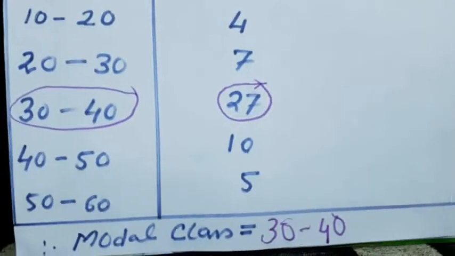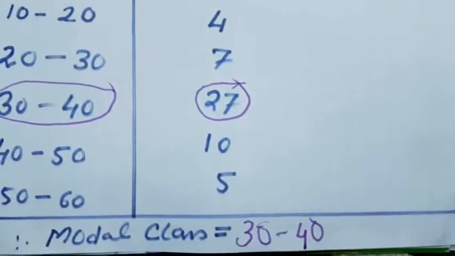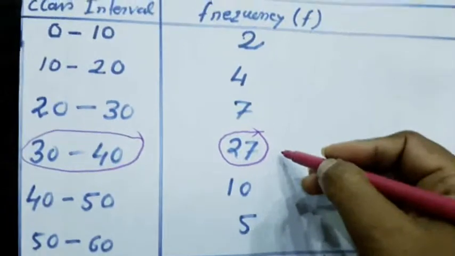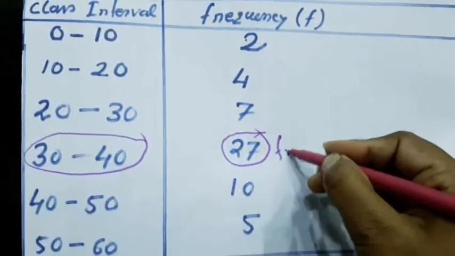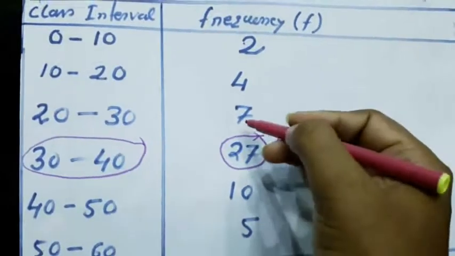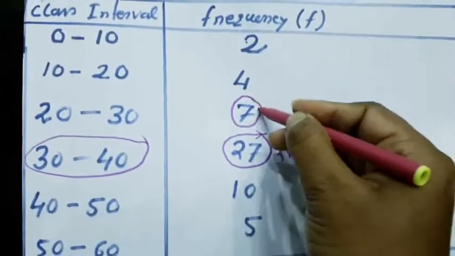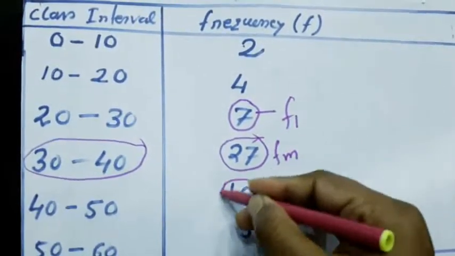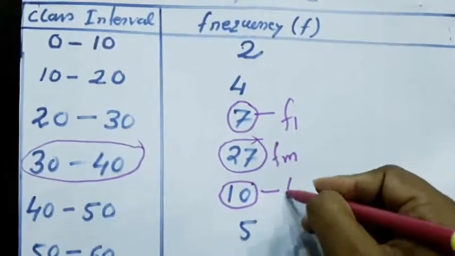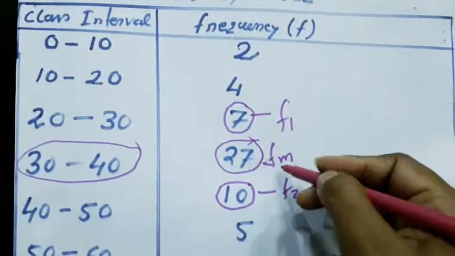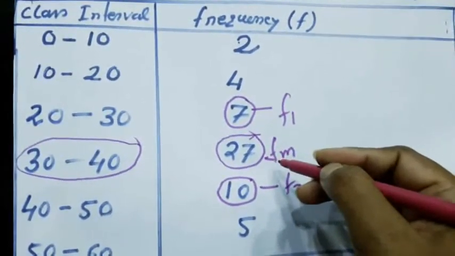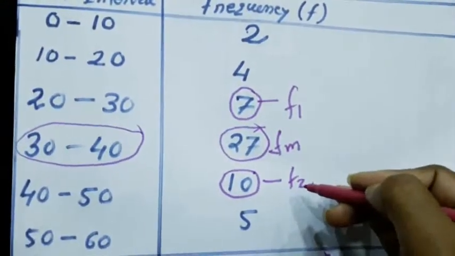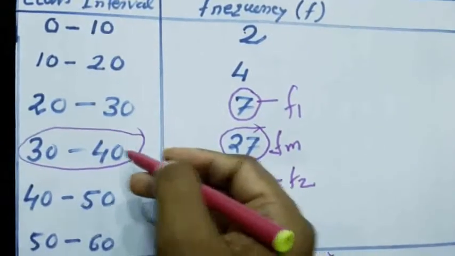It means firstly we have already got the modal class. Now we have to find the other terms. This is the frequency of the modal class, the highest frequency. This is FM. Now this one, before the modal class, is F1. This one, after the modal class, is F2. This is FM, the frequency of the modal class. This is before the modal class, F1, and this is after. And this is the modal class.